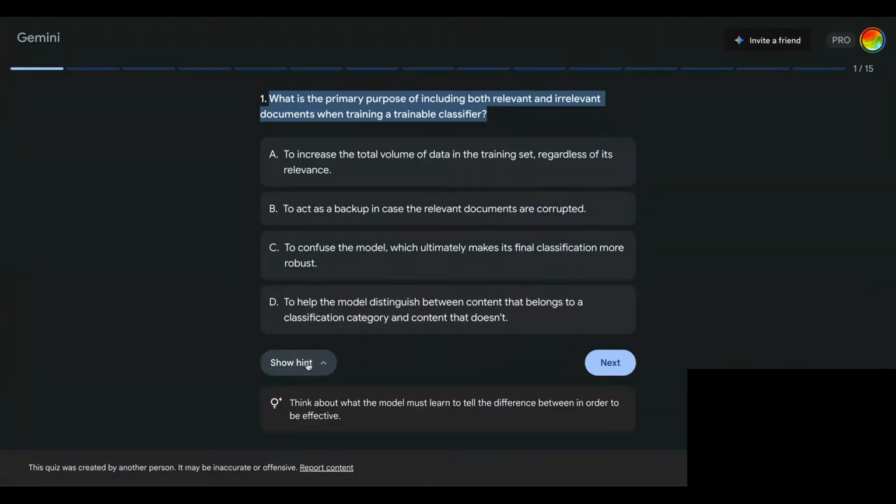I can even show you a hint there. What do you think is the answer on this one? A, B, C, or D? Why would we give it the correct information and the incorrect information? What's the purpose of doing that? Yes, that's correct. It's D.